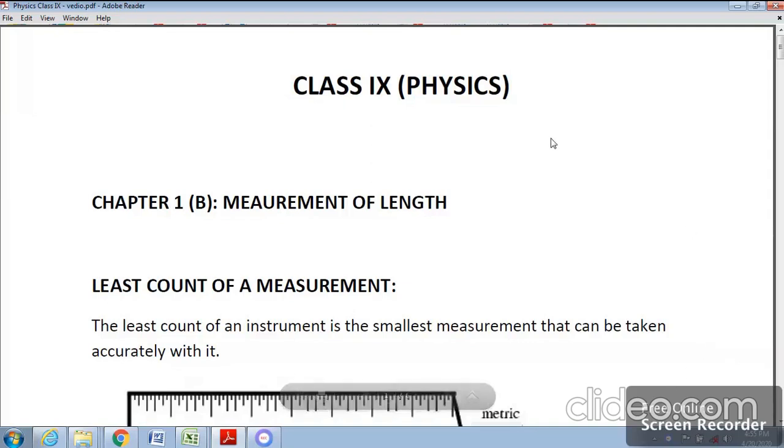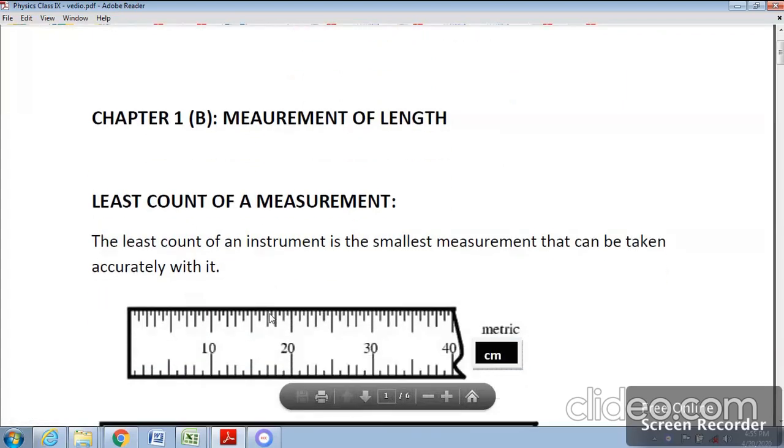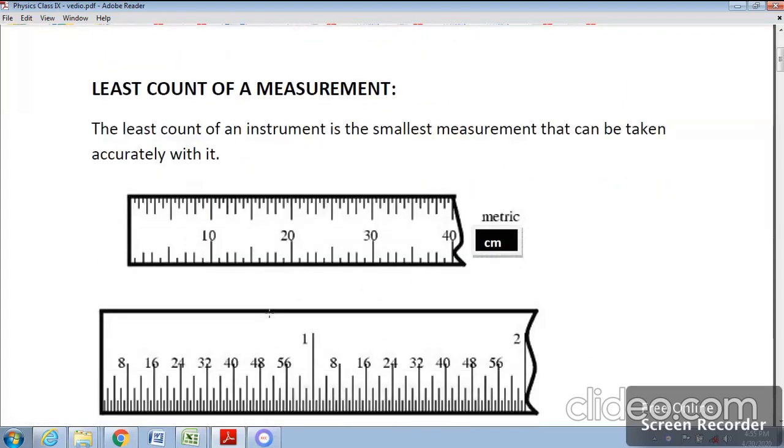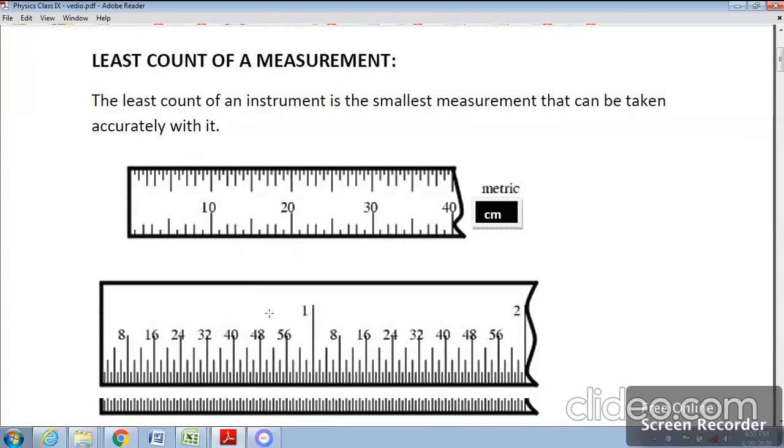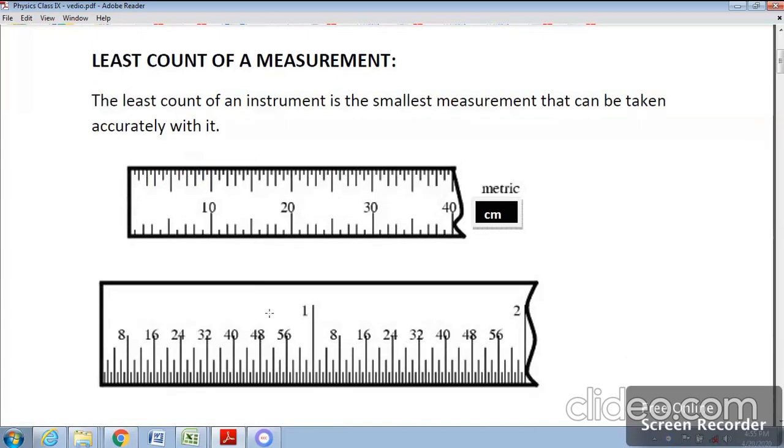Hello children, today we will discuss chapter 1b, measurement of length. In that the topic is least count of a measurement. The measurement of a physical quantity requires an instrument. As you have seen in the last class, how we measure length with the measuring scale.